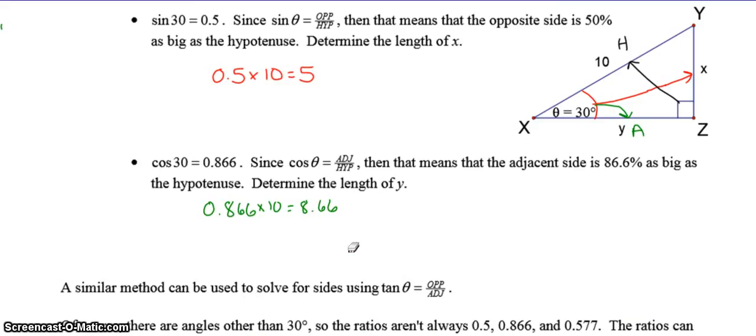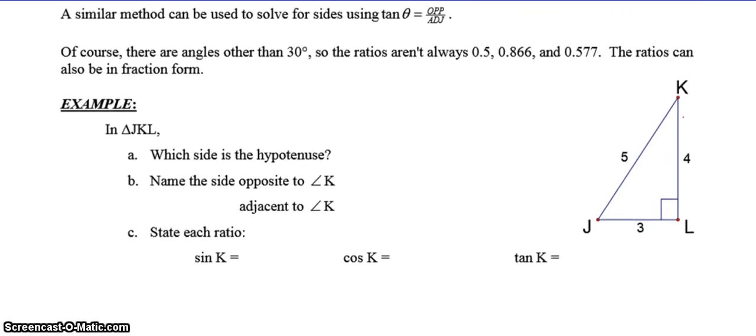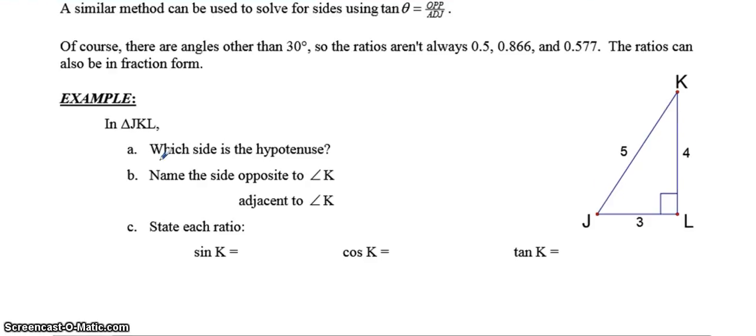In the next video, you'll learn a more elegant way of working this out, which is a little more structured. So hopefully that will become clearer if you're still unsure. We're going to try another example with a triangle that is not 30, 60, 90. So which side is the hypotenuse? It's the side opposite the right angle.